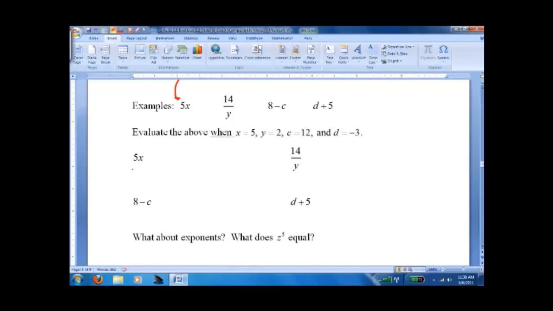So if it's 5x and x equals 5, we just say 5 times 5 equals 25. If it is 14 over y when y equals 2, we just say 14 over 2 equals 7. If it is 8 minus c when c equals 12, we say 8 minus 12 equals -4. And if it's d plus 5 when d equals -3, we say -3 plus 5 equals 2. I like to double line my answers so you know what I've got there.